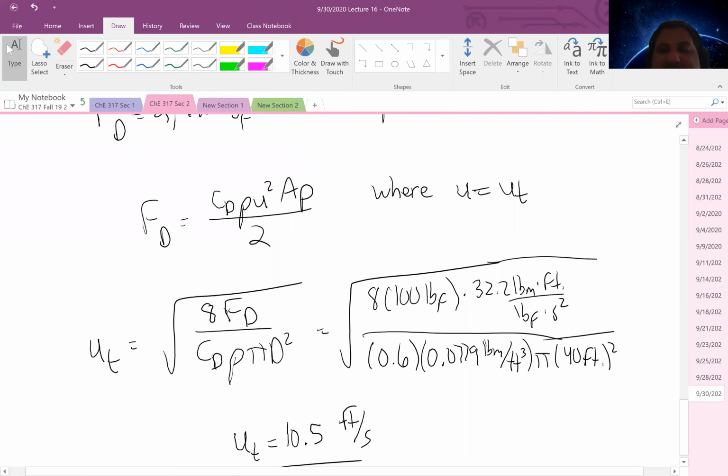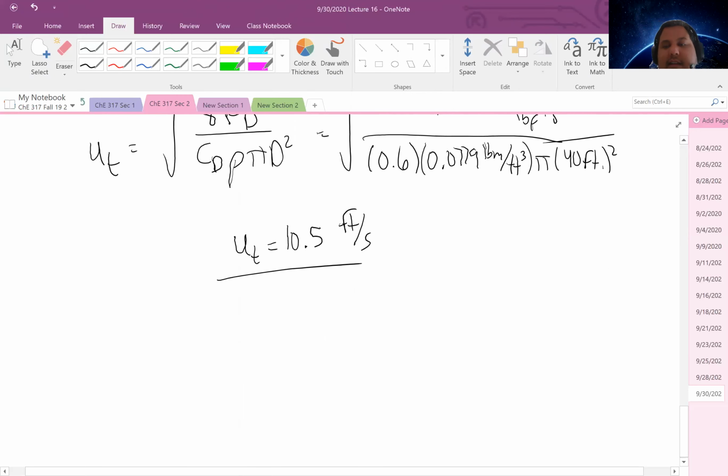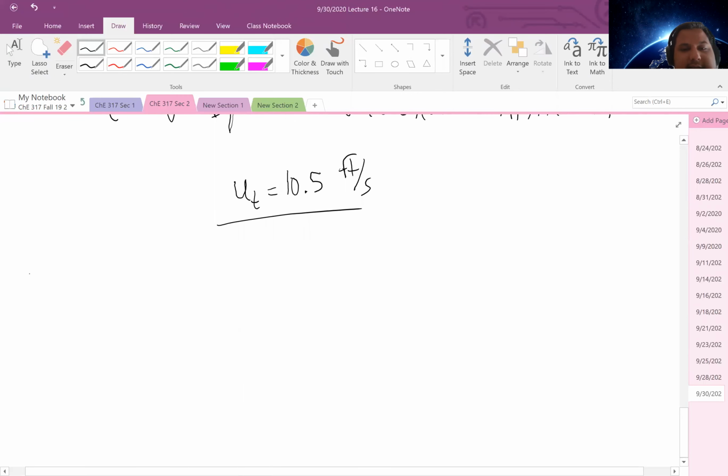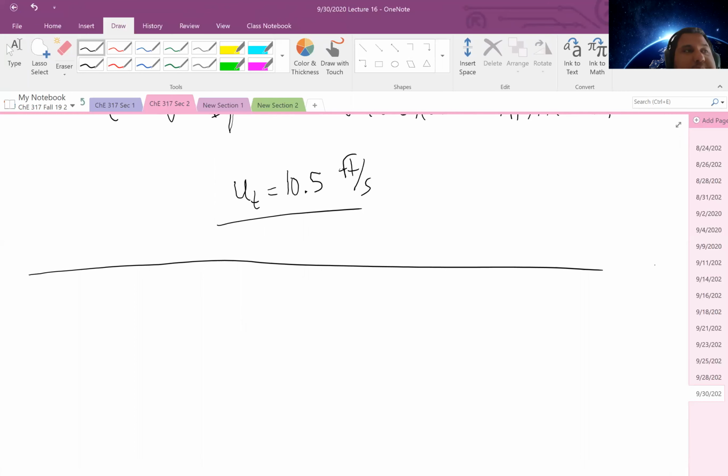Any other questions on an example? If not, then let's move on and start talking a little bit about flow through packed bed.